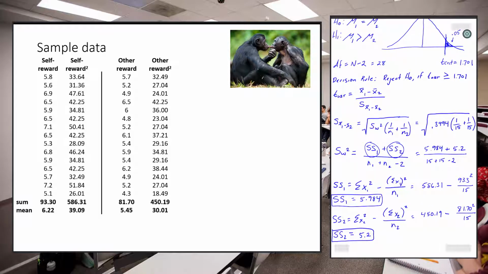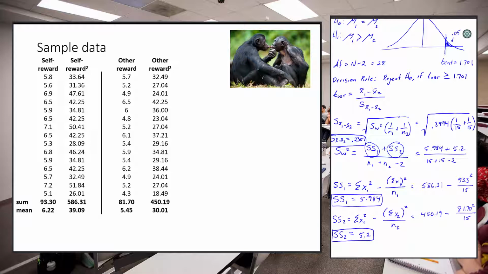So this gives us a standard error of the difference between means of 0.2307. Okay. So now we have our denominator for the t equation.